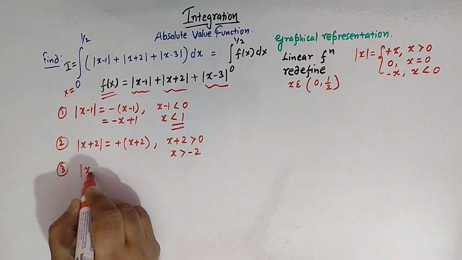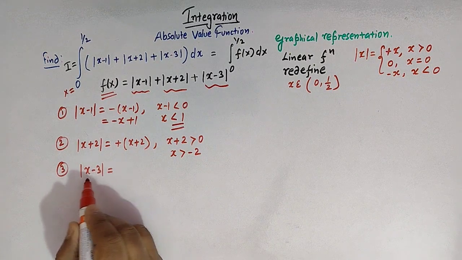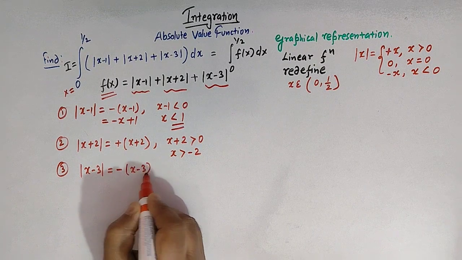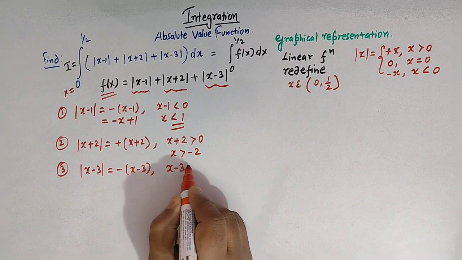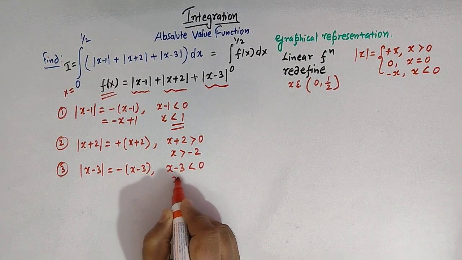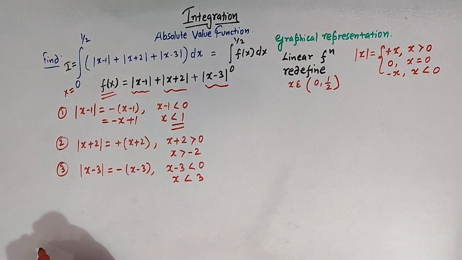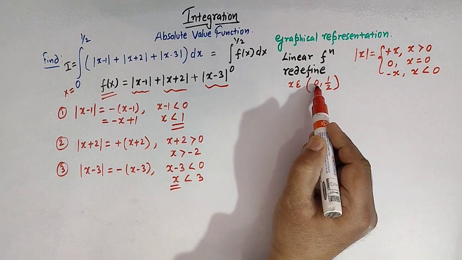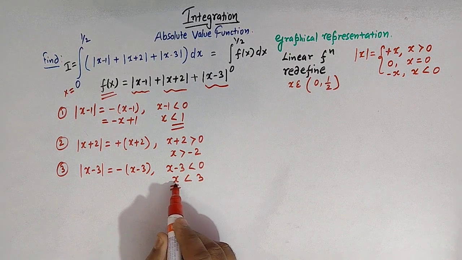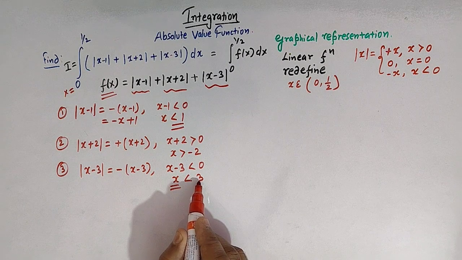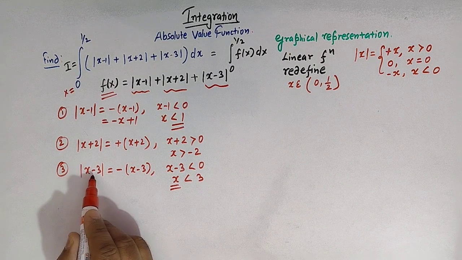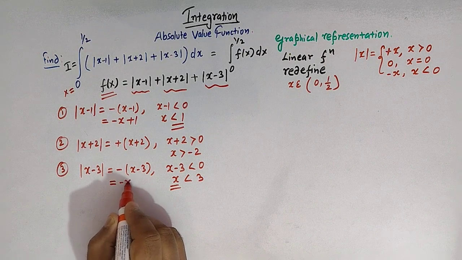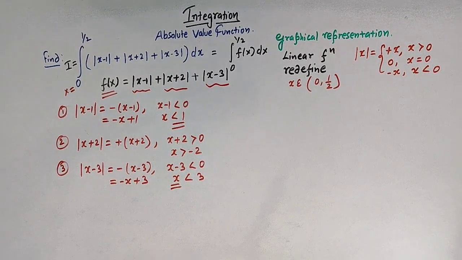So here we have mod of x minus 3, right? So mod of x minus 3 is equal to negative of x minus 3 whenever x minus 3 is less than 0. It implies that x is less than 3, right? So again, if we take any value of x which belongs to 0 to half, then that value is less than 3, right? So we can take mod of x minus 3 is equal to negative of x minus 3, that is minus x plus 3, right?